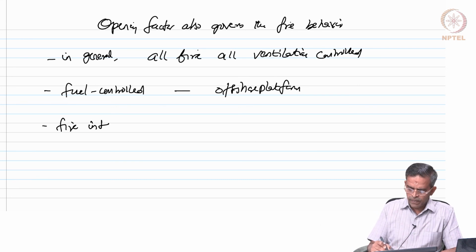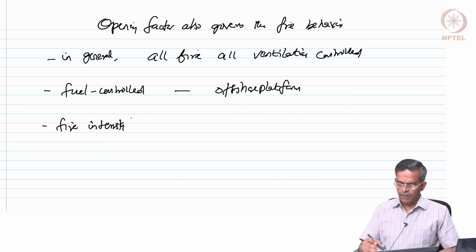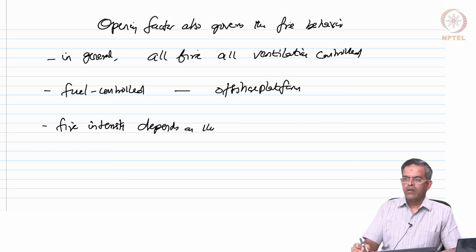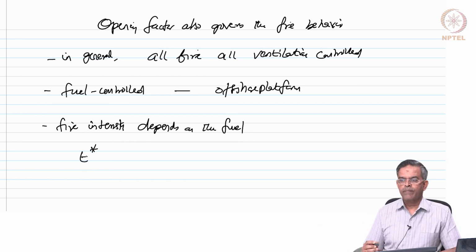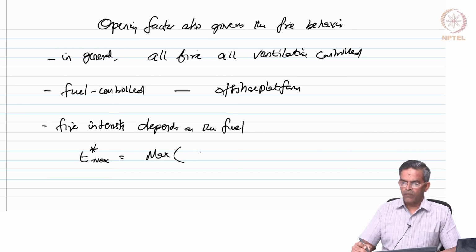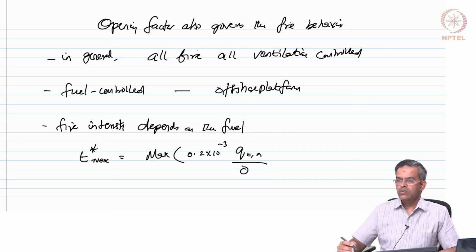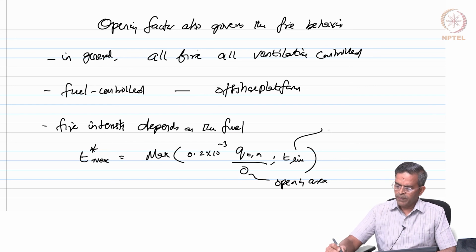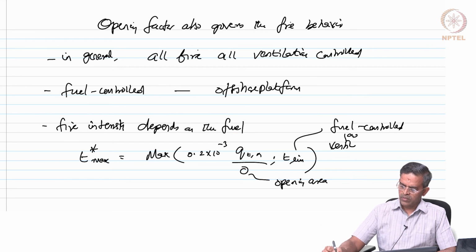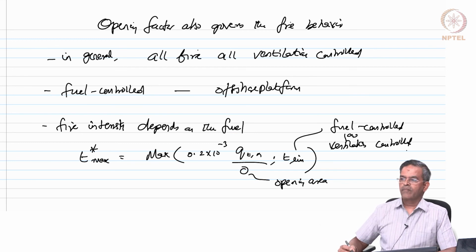Fire intensity depends on the fuel. So, let us say t star max is the maximum value of 0.2 times 10 power minus 3 q t alpha by O, and t limit, where O is the opening area, and t limit depends on whether it is fuel controlled or ventilation controlled. Equation 9.